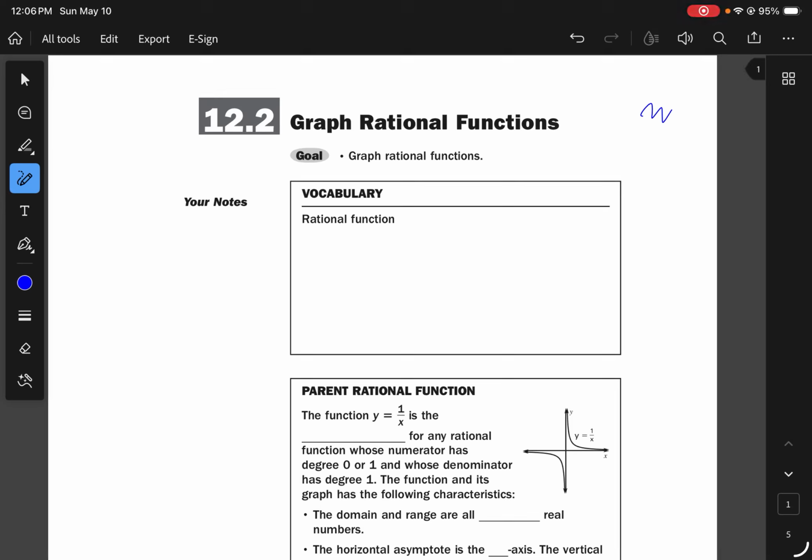All right, kiddos, today we're going to be talking about graphing rational functions. And this might pop up on the final in one or two questions.